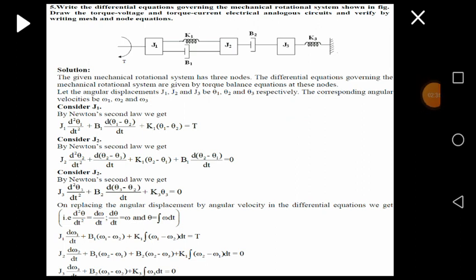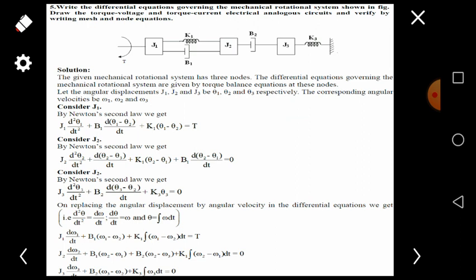Now we are going to see the problems based on the mechanical rotational system to the electrical analogous system. We are directly going to the problem. Write the differential equation governing a mechanical rotational system. Draw the torque-voltage and the torque-current analogous circuit and verify by writing mesh and nodal equations. Here, the given mechanical rotational system has three nodes. The differential equations governing a mechanical rotational system are given by the torque balance equation at these nodes.